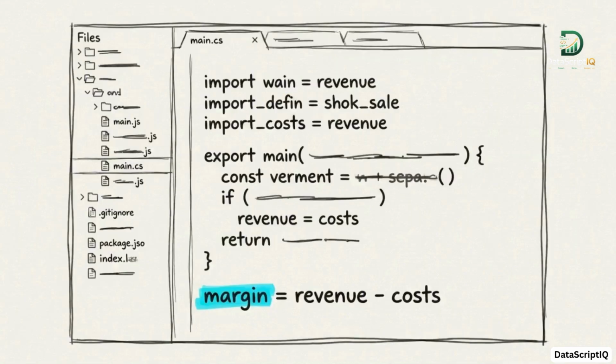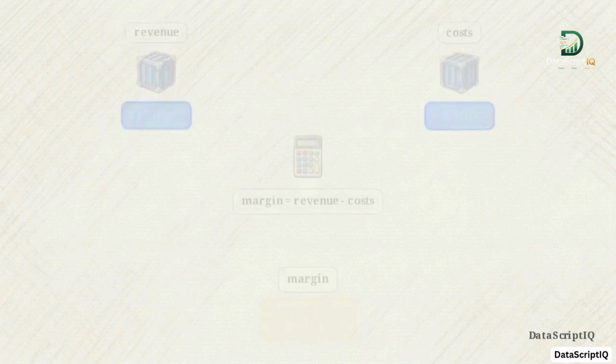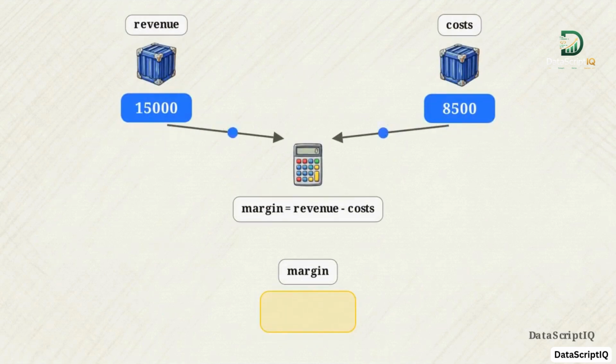With our data documented, we move to step 3, calculating our results dynamically. Let's create a new variable called margin. We'll define it precisely by subtracting our costs variable from our revenue variable. Because this formula relies on variable names instead of raw numbers, the logic is automated. If financial data changes next month, this calculation processes without needing any edits to the formula.